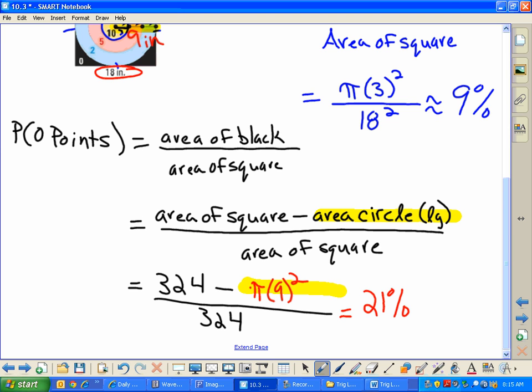I'm not done with the problem because I have not answered the question. The question asks us, are you more likely to get 10 points or 0 points? So you're going to compare your 9% to your 21%. What are you more likely to get? Oh, go ahead, Patience. Yeah, 0 points. So you just write that as a sentence to wrap up the problem. You do have to ultimately answer the question.